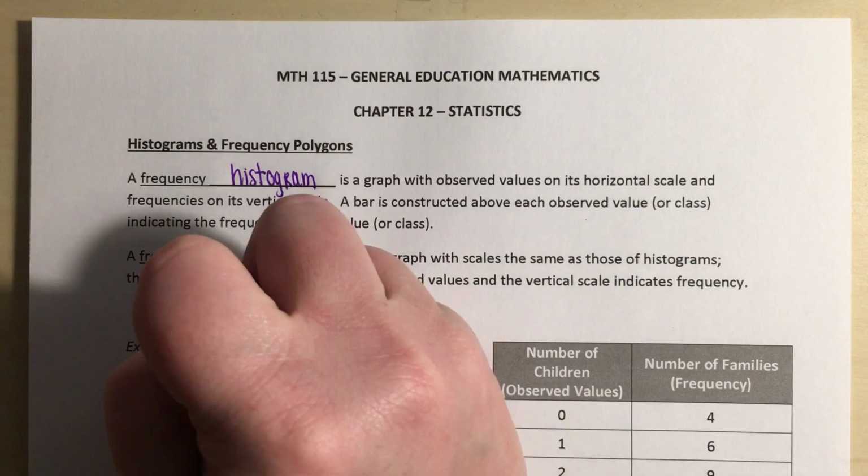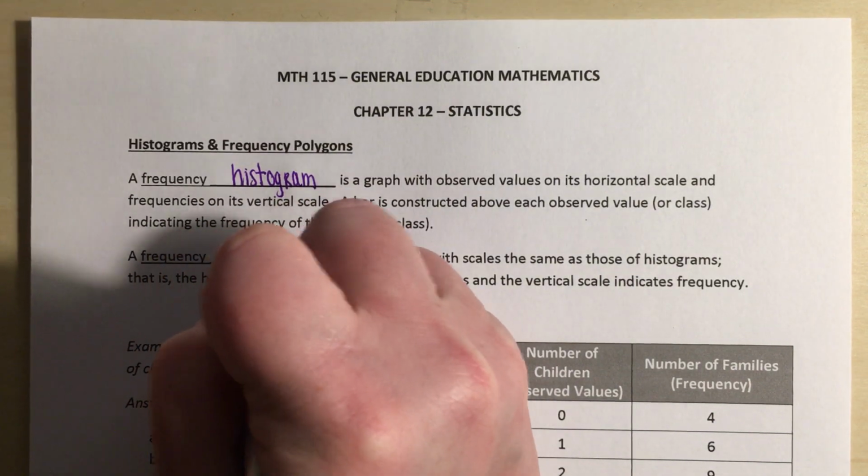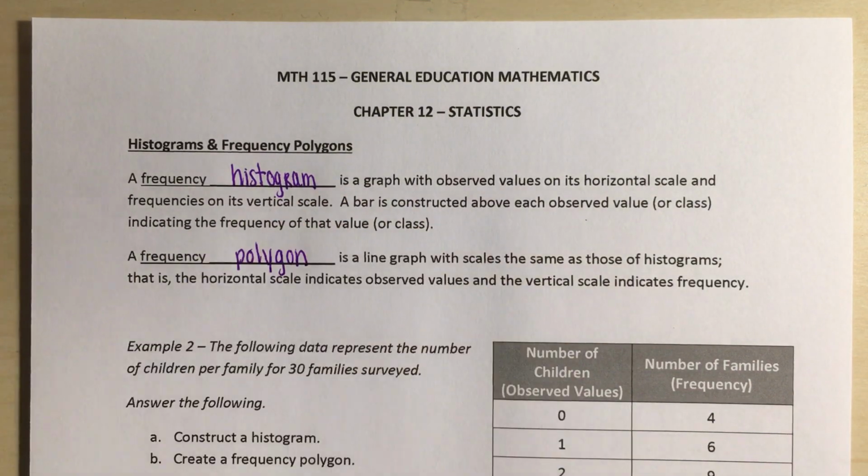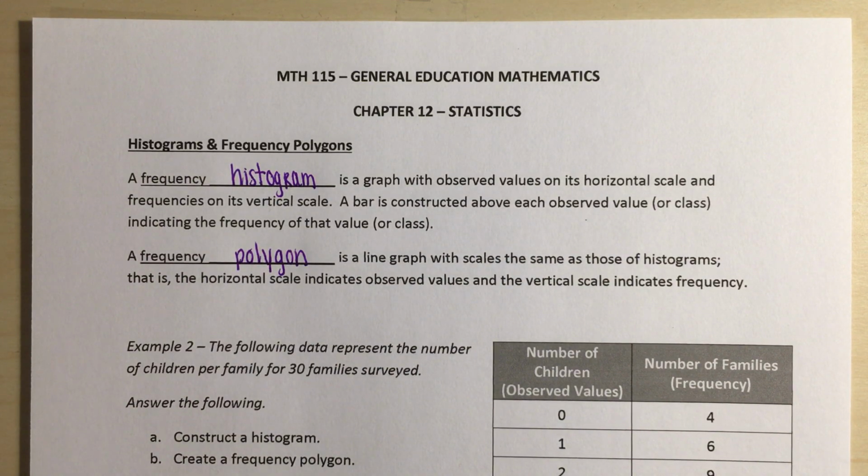A frequency polygon is a line graph with scales the same as those shown in histograms. That is, the horizontal scale indicates the observed values and the vertical scale indicates frequency.